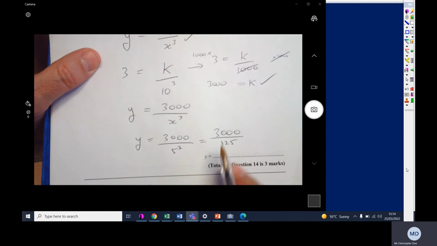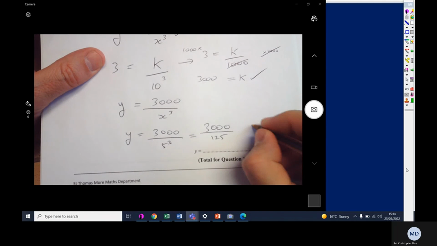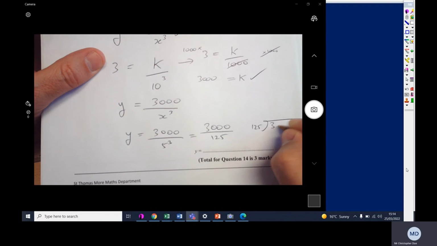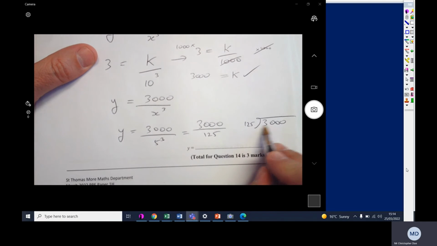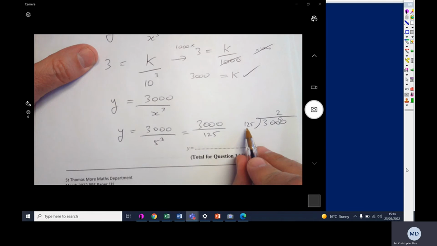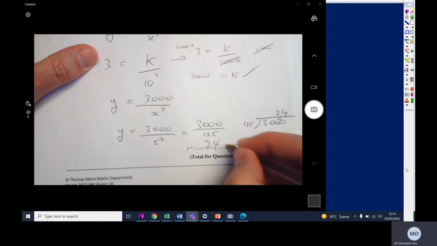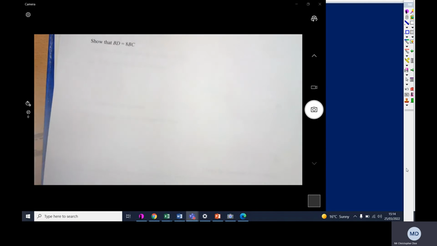Okay, you might need to do a sum here. I doubt you're going to know that into 3,000. So 125 into 300 goes twice. 2 lots of 125 is 250. So the remainder is 50. That's 500. 125 into 500 goes 4 times. Answer 24 for 3. Moving on.